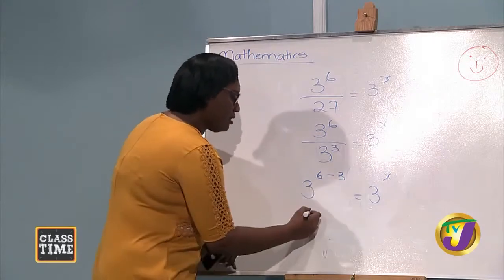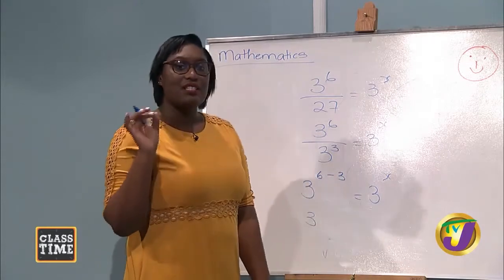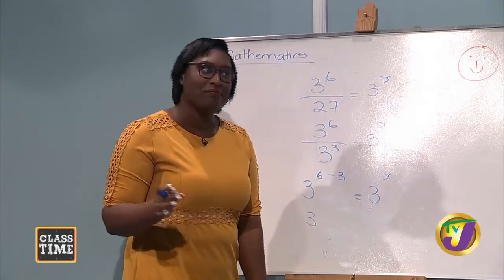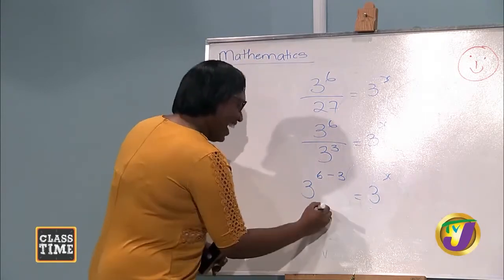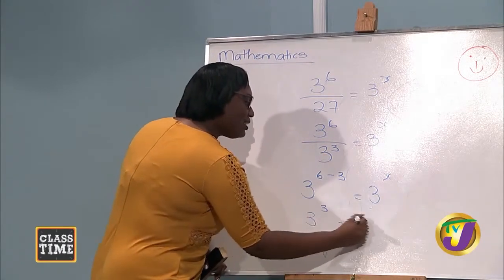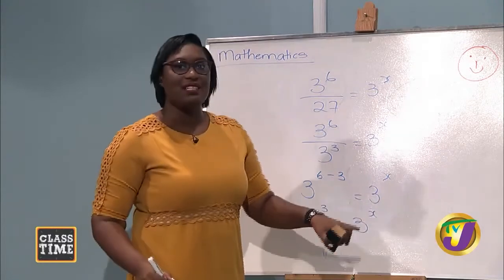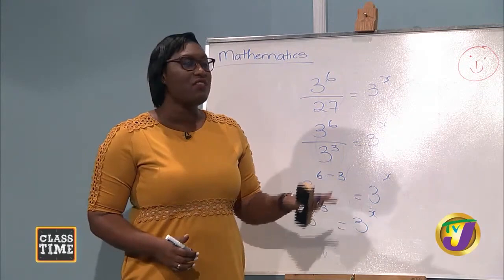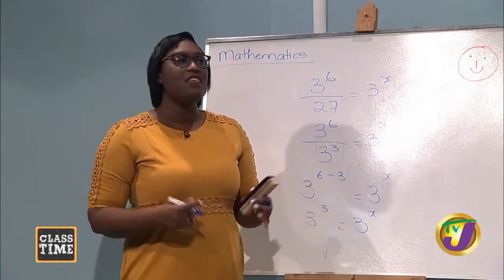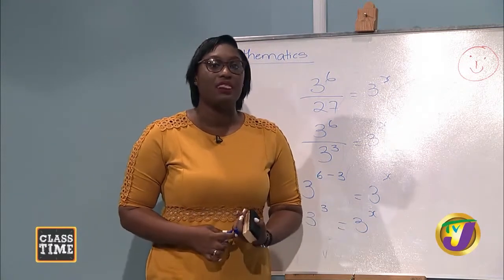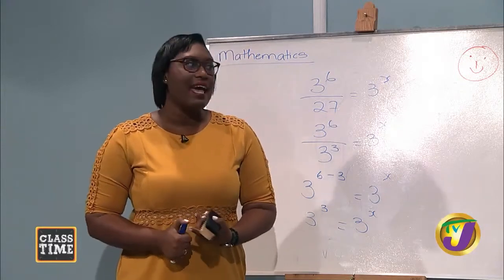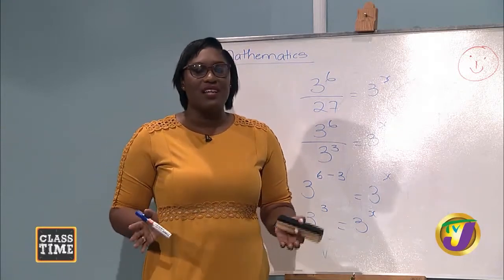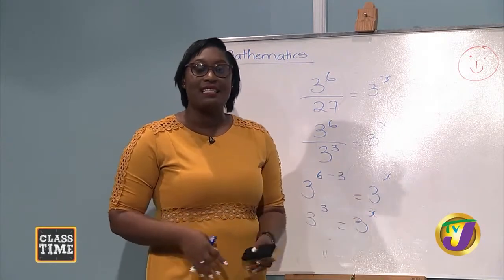And so it's going to be 3. 6 subtract 3 is 3. So it's 3, and that is equal to 3 to the x, or 3 to the something, right? So there we go. We know the value of x, and in this case, the value of x is simply 3. So we have gone ahead and applied the laws of indices, the division law in this case.